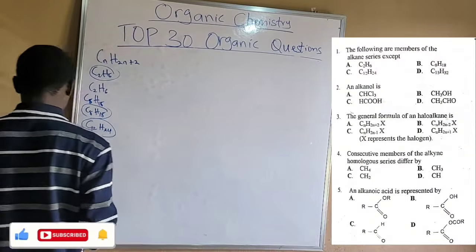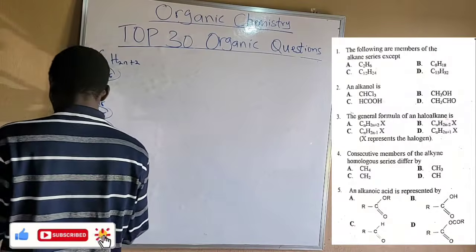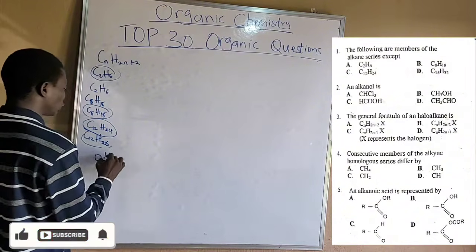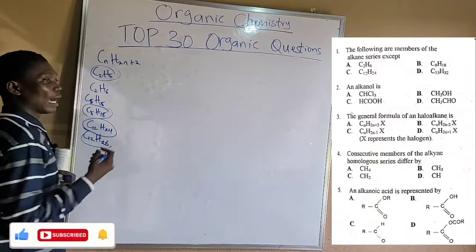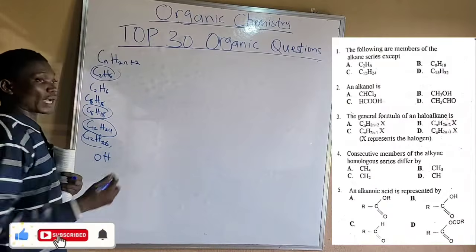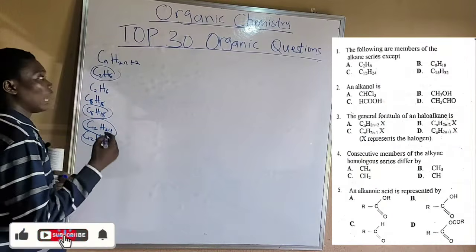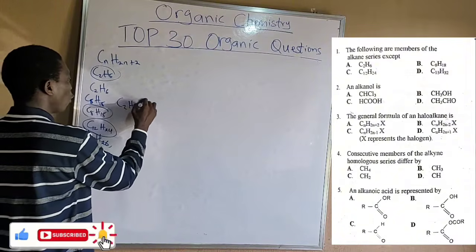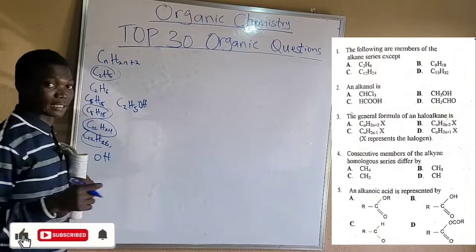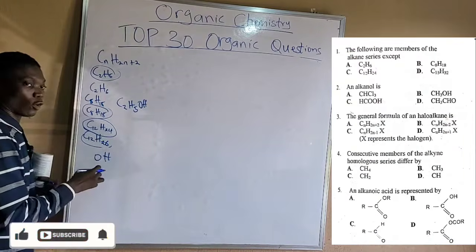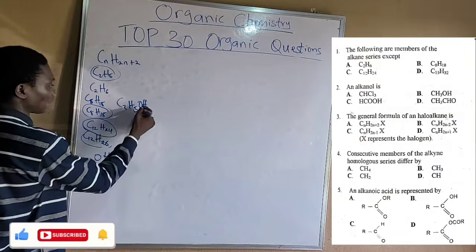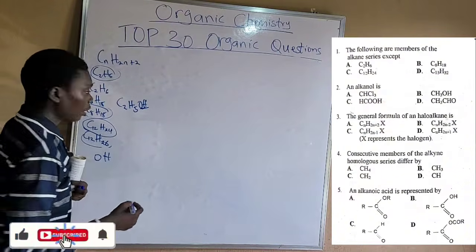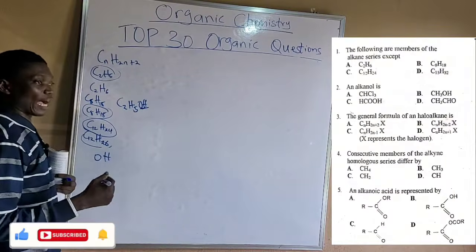Let's look at question number 2. The question is asking us for alkanol. Alkanol has a functional group of OH. Why? Because if you could remember, when I was explaining organic compounds and hydrocarbons earlier, I wrote a formula on the board: C2H5OH. I call this compound ethanol. Ethanol is a member of alkanol. It's one of the examples of alkanol. You see that it has OH. So OH here signifies the functional group. So the functional group of alkanol is OH.